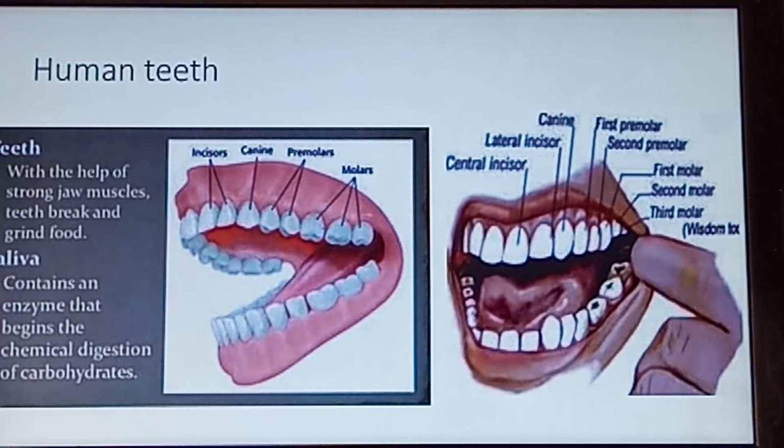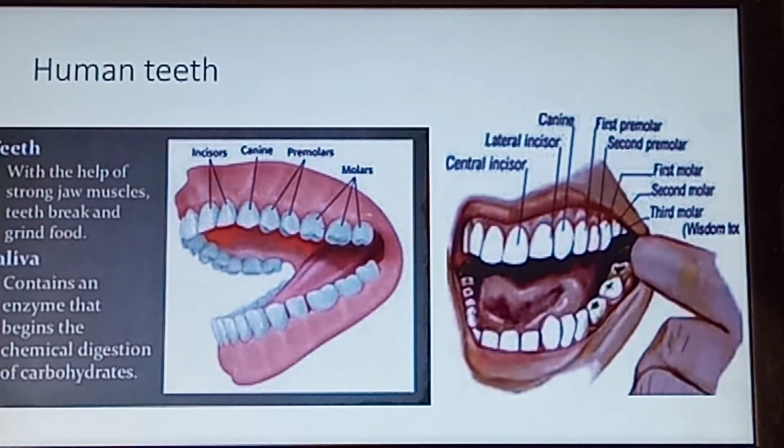The white substance that covers your teeth is called enamel. It is the hardest substance in the body. The saliva in your mouth helps to break down starch of the food into sugars that are easier to digest. It also makes food easier to swallow by making it wet and slippery.